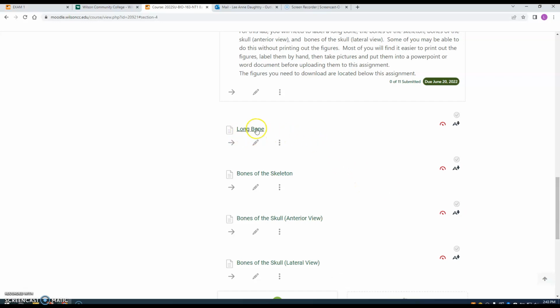But what you're gonna do probably that will be the best, and some of you may figure out a way to do this without downloading and printing these sheets out. But the reason I posted this and I'm letting you know early is that I think the best thing is for you to print these figures out. It's a long bone, so this is one of the figures right here. I'll just show you.